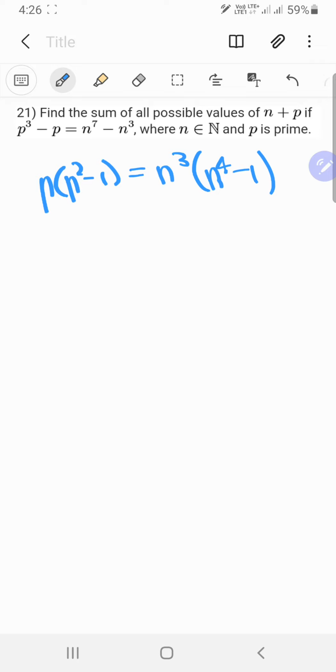I found out that p cannot divide n, because if p were to divide n, then you would have a factor of p cubed over here, but then you only have one power of p on the left hand side, so that wouldn't make sense. So that means that p has to divide this other thing, n to the power 4 minus 1. But then what that means is that p should be less than or equal to n to the power 4 minus 1. Clearly that's going to happen.